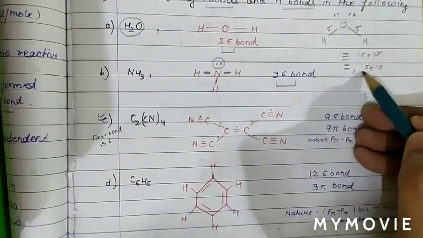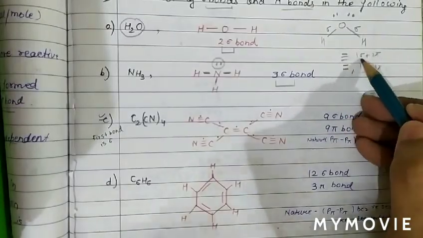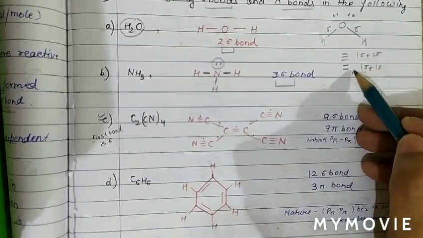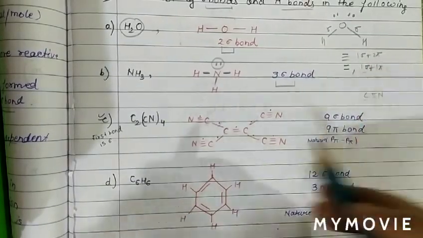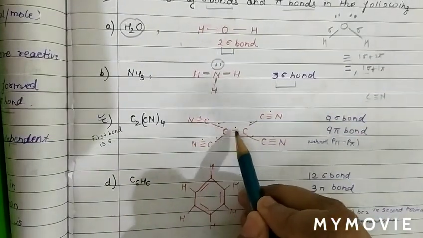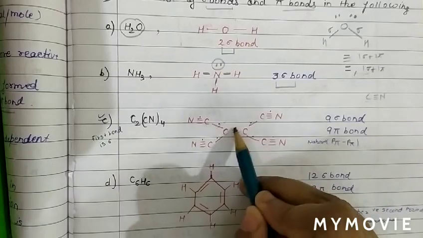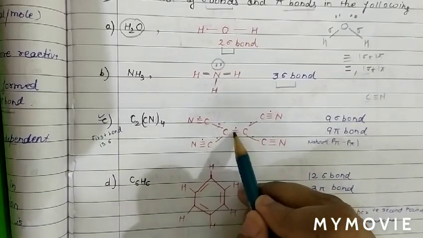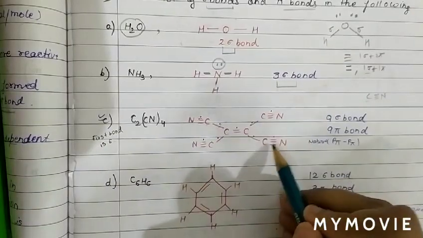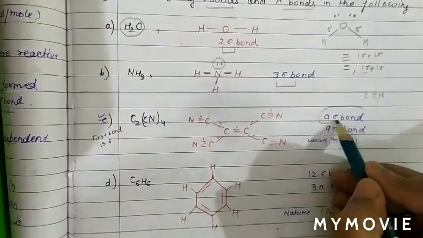It means if there is a pi bond, there must be a sigma bond. If double bond, there must be a sigma bond. If triple bond, there must be a sigma bond, because a pi bond is formed only after the formation of a sigma bond. See, count the number of sigma bonds first. 1, 2, 3, 4, 5. As pi bonds also contain sigma bond, 1, 2, 3, 4, 5, 6, 7, 8, 9. So there are only 9 sigma bonds.